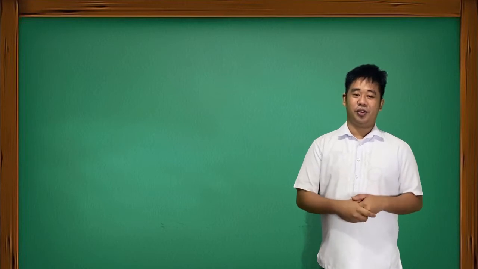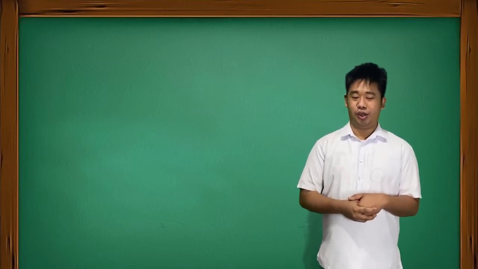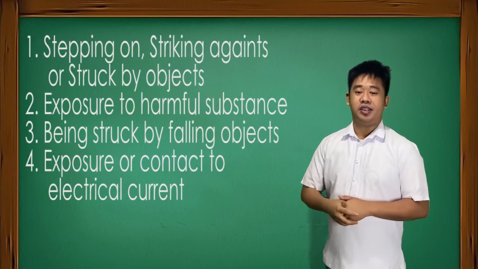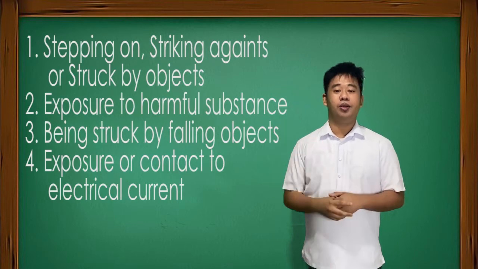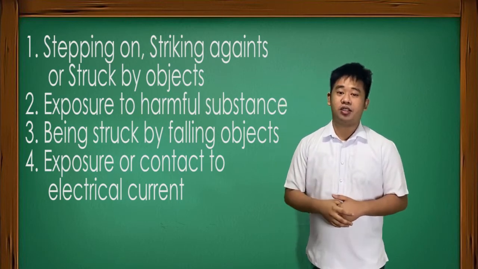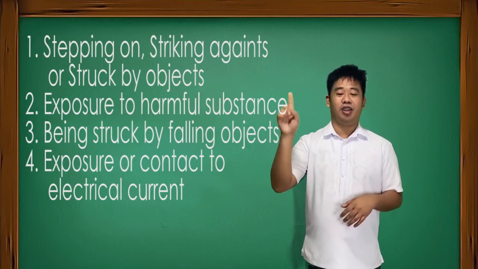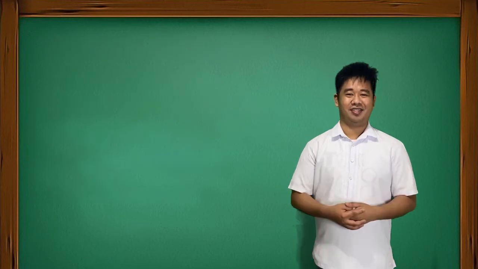Number three question. Vanessa, will you enumerate the causes of accidents and injuries of the workers in the construction site? Very good. So, the causes of accidents and injuries in the workplace are: number one, stepping on, striking, or struck by object. Number two, exposure to harmful substance. Number three, being struck by falling objects. And number four, exposure to electrical current.